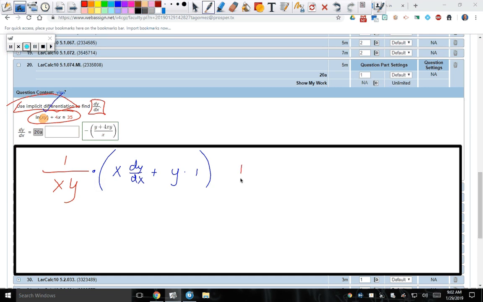Then it's going to be plus what? 2? Oh, you had 2. Okay. So 4 is equal to what? 0. My goal is to get y prime, otherwise dy dx all alone.